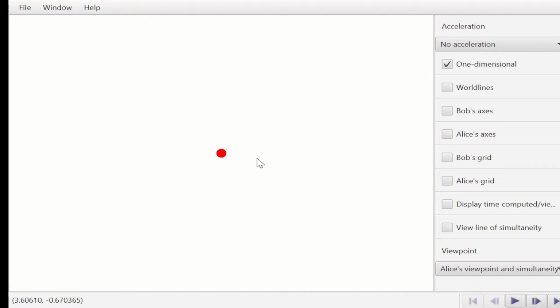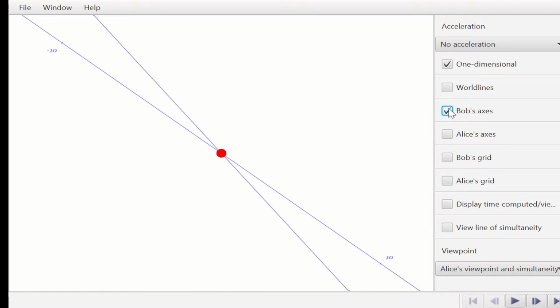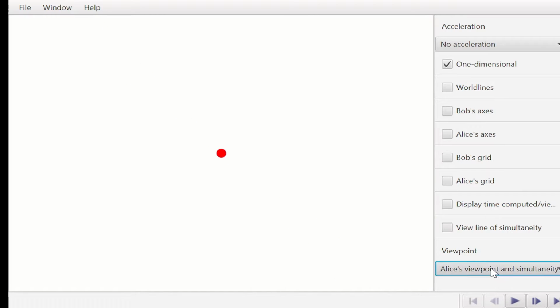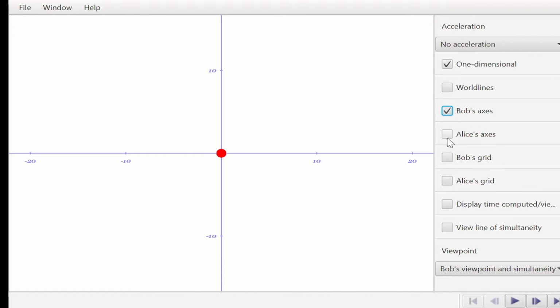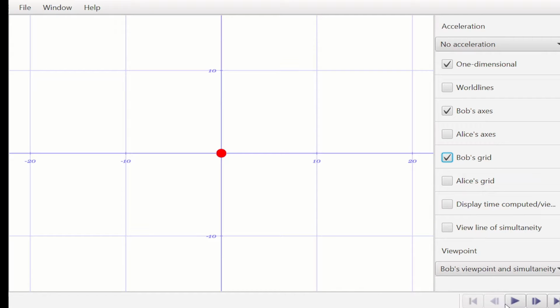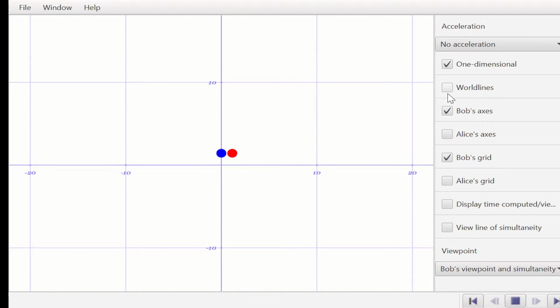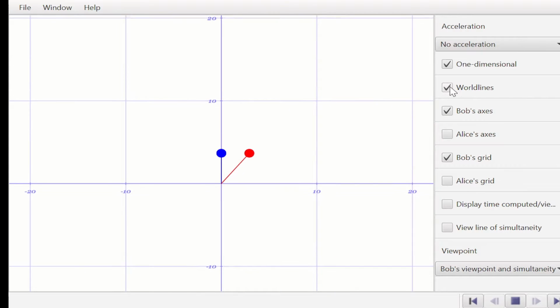So what I was demonstrating was that I've drawn something that doesn't look much like a Minkowski space-time diagram. It's just dots moving, but it really is the diagram, and I'll show how that comes to be by turning on the axes. Okay, let's go back to Bob's viewpoint, Bob's axis, Bob's grid, and we'll start off the problem. Let's also draw the world lines.